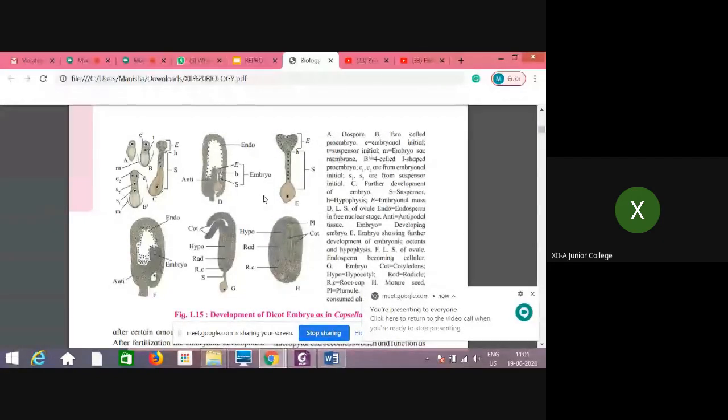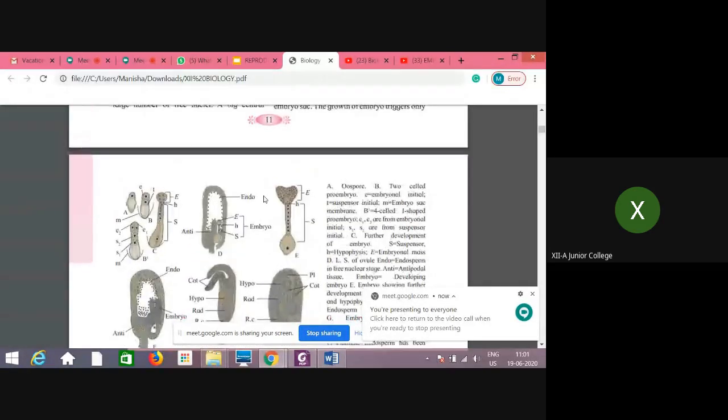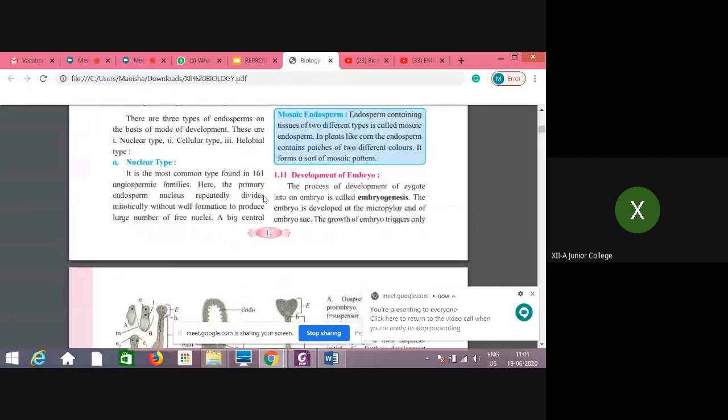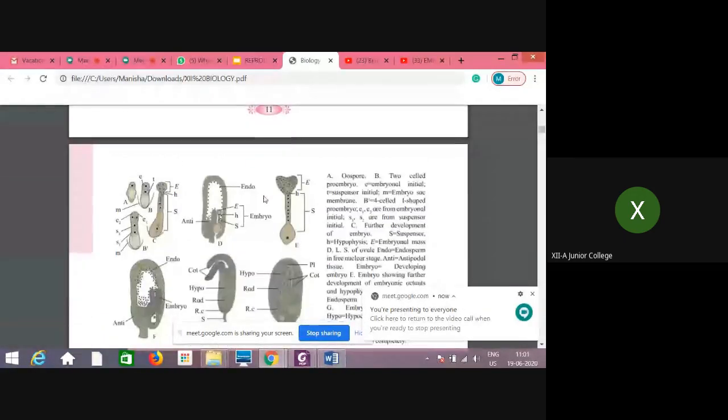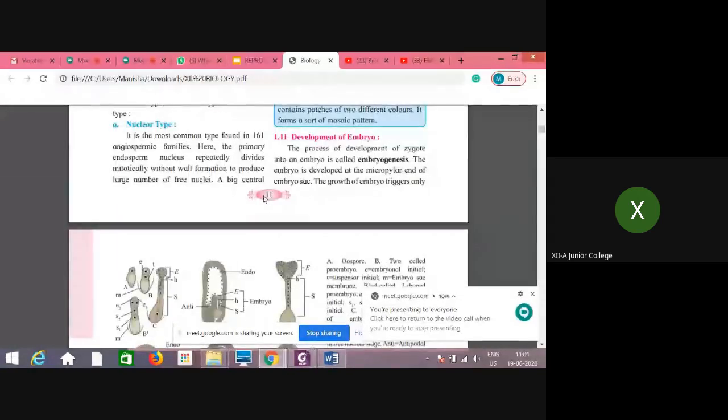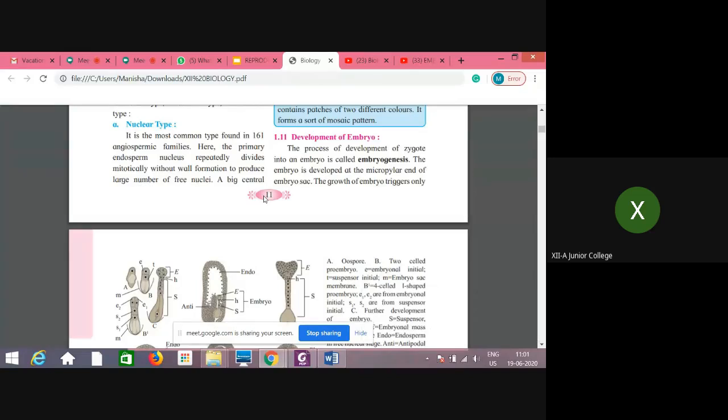This is the picture showing the development of the dicot embryo. But before we start the development of the embryo, let me revise a little. What did we study last time? We studied double fertilization, then types of endosperms.